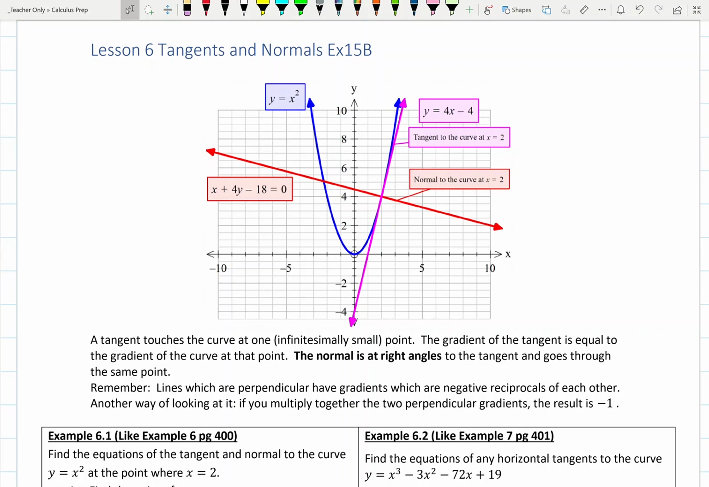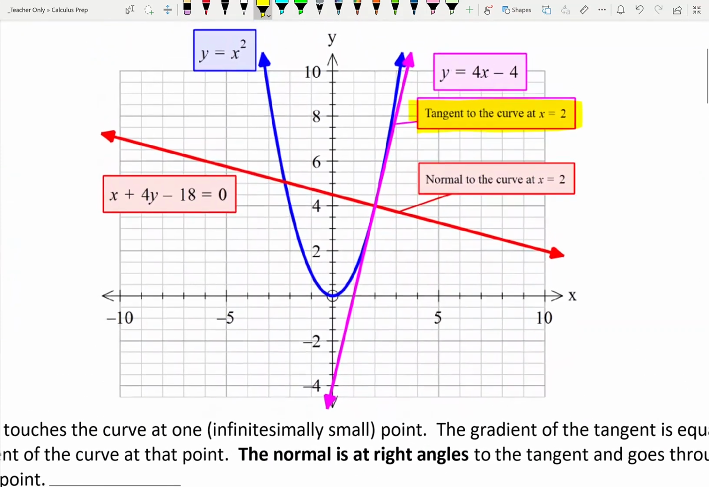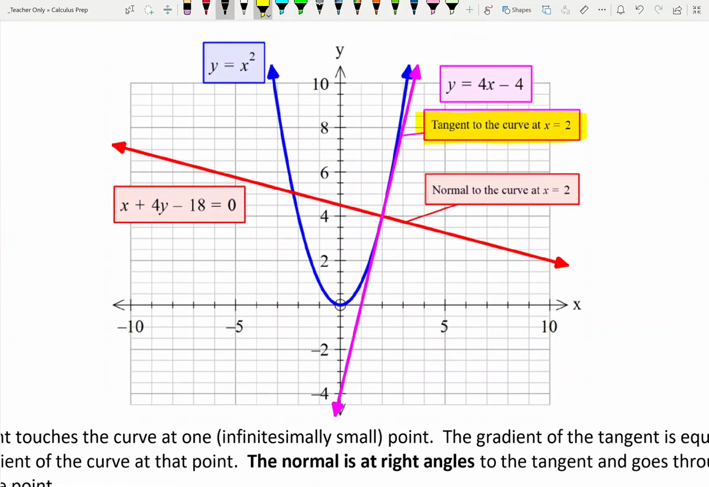So far in our work with calculus, we've done quite a bit of work with the tangent. So we're familiar with this idea of a straight line touching a curve at a single point. What we're doing now is introducing the idea of a normal. And a normal is simply the straight line that is at right angles to the tangent at a certain point.